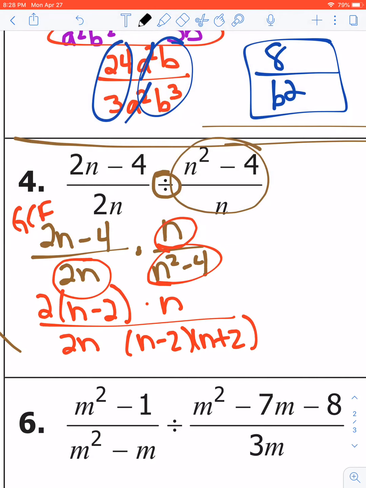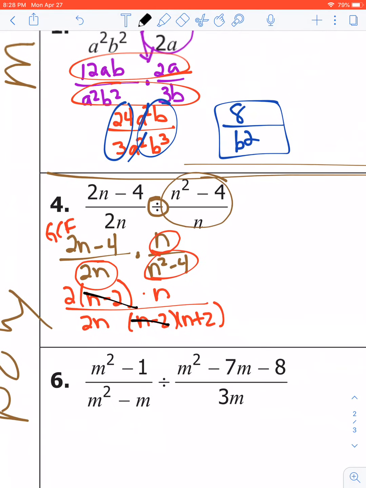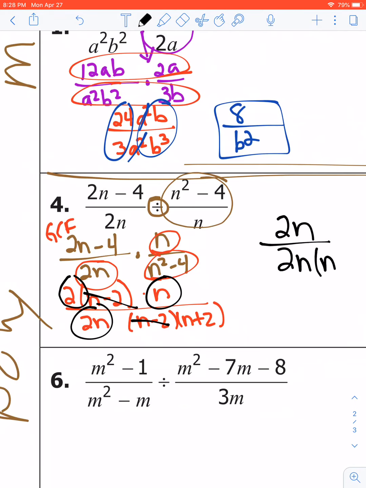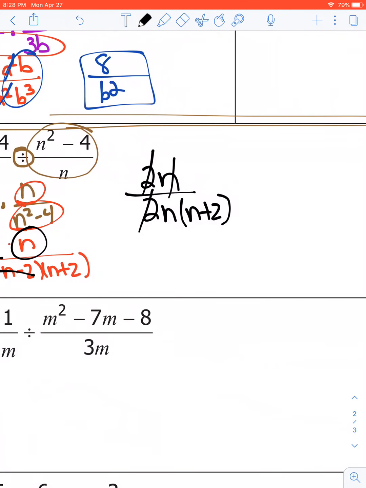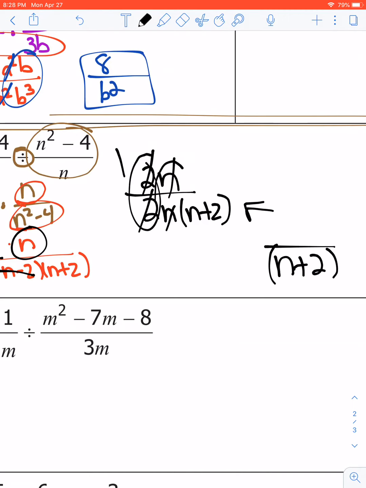So the n minus 2's cancel. And this yields a 2n in the numerator, a 2n in the denominator times n plus 2. And this is what's important. The 2's cancel and the n's cancel, but friends, the n plus 2 stays on bottom, and you can't have just something in the bottom without something in the top. Remember, 2 over 2 reduces to 1. N over n reduces to 1, so my final answer is 1 over n plus 2.